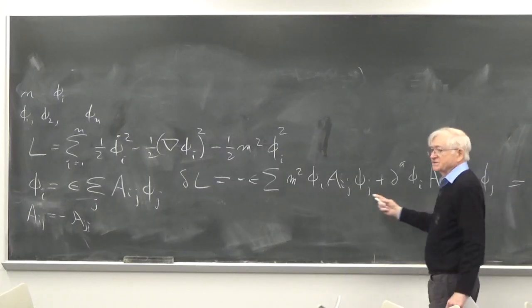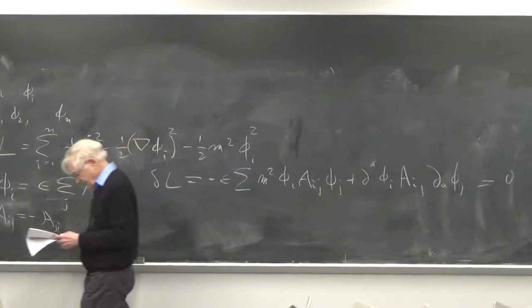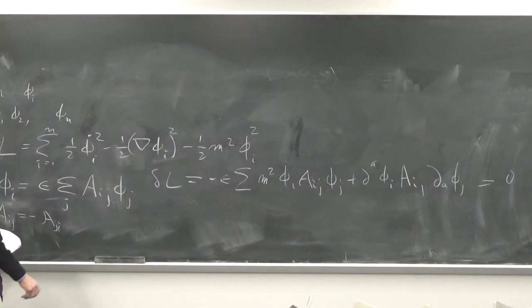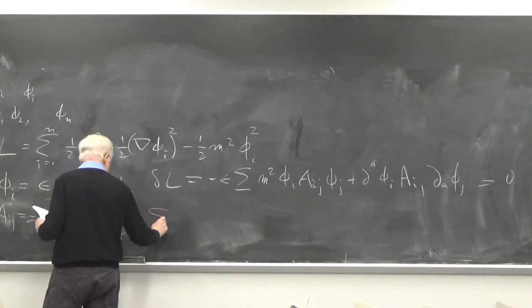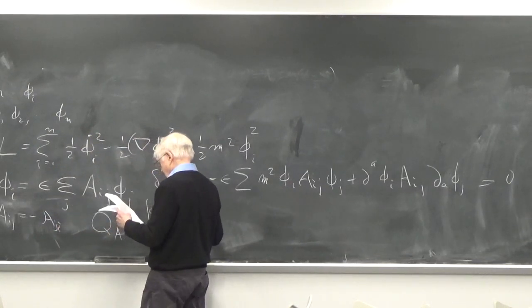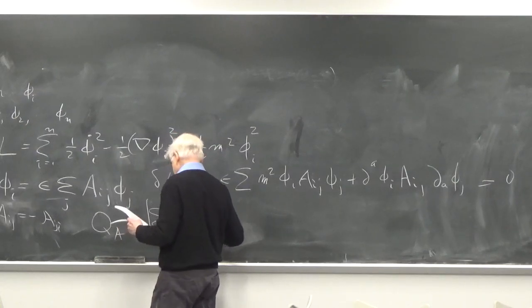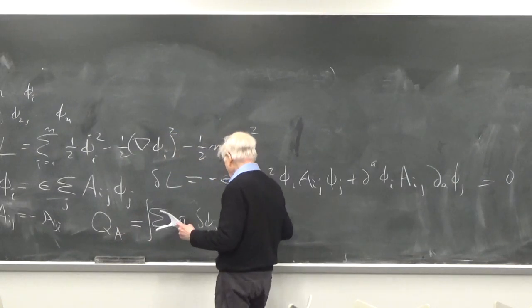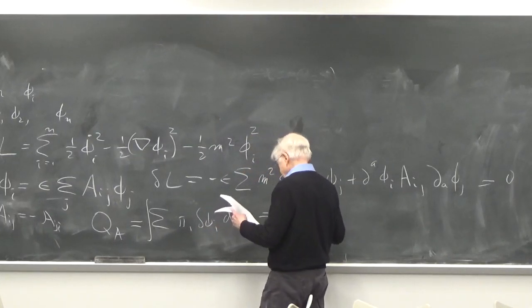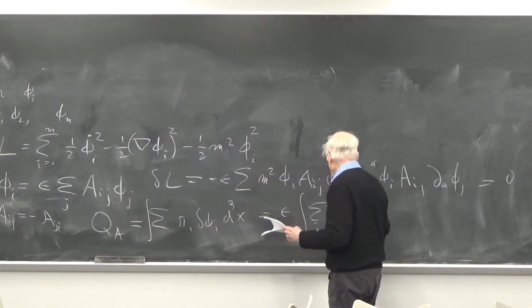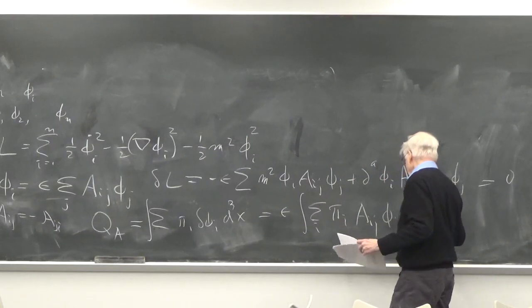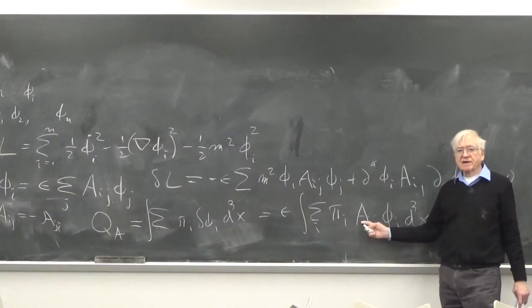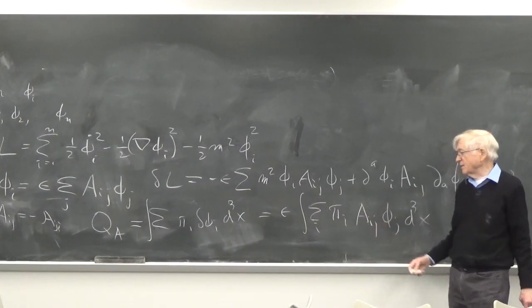And this is 0 because of the anti-symmetry of the A's. And the charge that's conserved, there are actually several of them. They're the sum, integral sum, phi I change in phi I, integrated over all space. And this is epsilon sum I, pi I, Aij, phi j, d cubed x. And this symmetry exists for any anti-symmetric matrix A that's real and anti-symmetric.